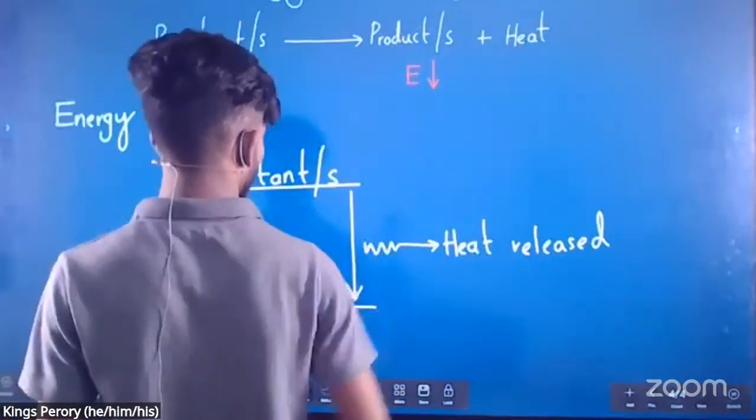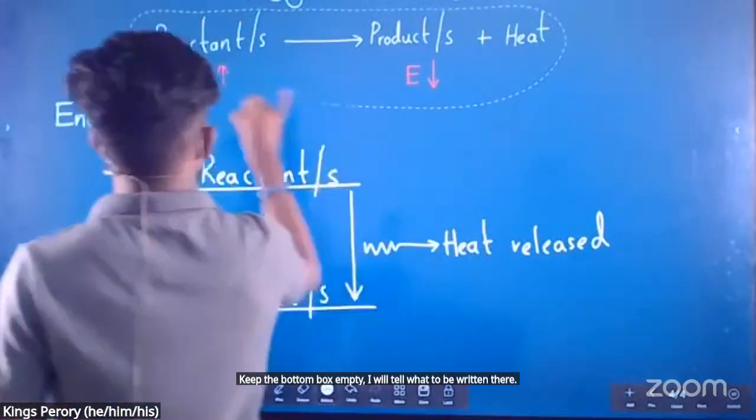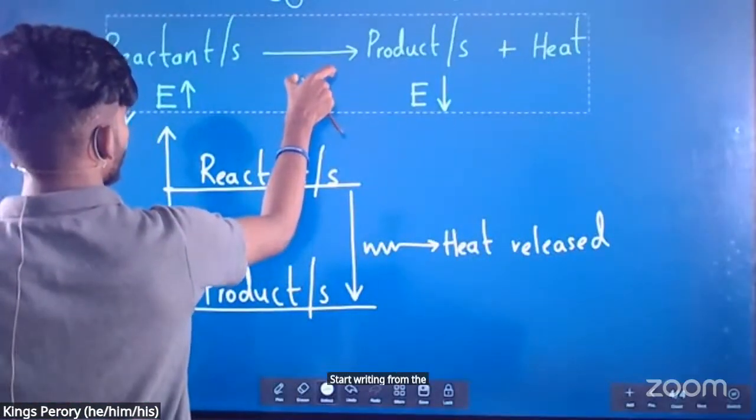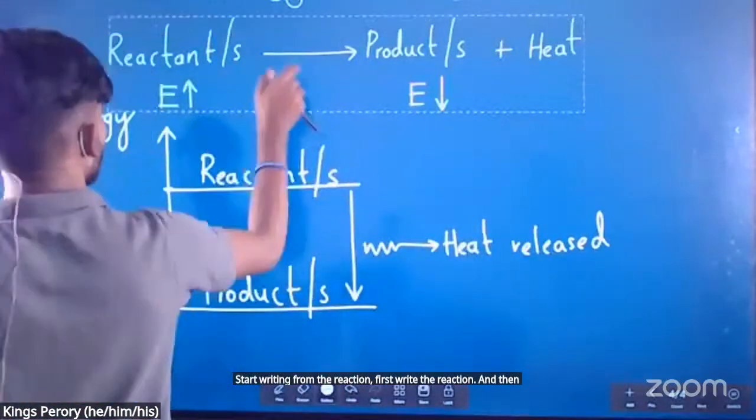Keep the bottom box empty. I will tell what to be written there. Start writing from the reaction. First write the reaction and then draw the energy level diagram.